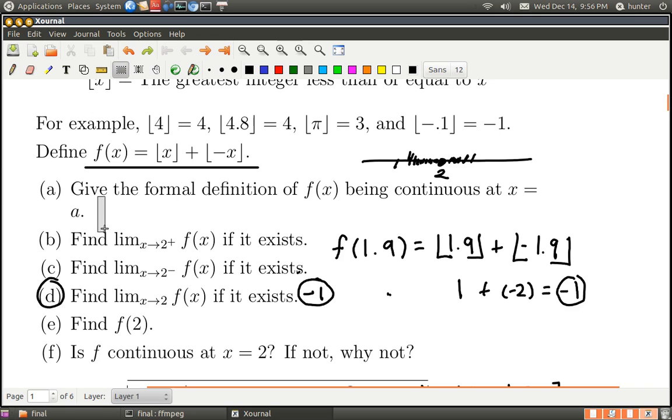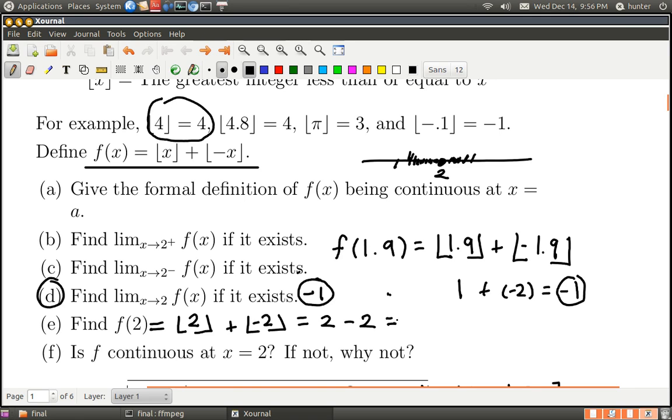And I'll move this down. Well, I don't have to, do I? Now let's see what f of 2 is. We've been looking at what happens around 2, so let's see what happens at 2. It's the floor of 2 plus the floor of negative 2. As you can see from the example here of 4, the floor function is really boring when you put in an integer. It doesn't do anything. So the floor of 2 is just 2 because 2 is already a whole number. The floor of negative 2 is just negative 2. So this is 0.